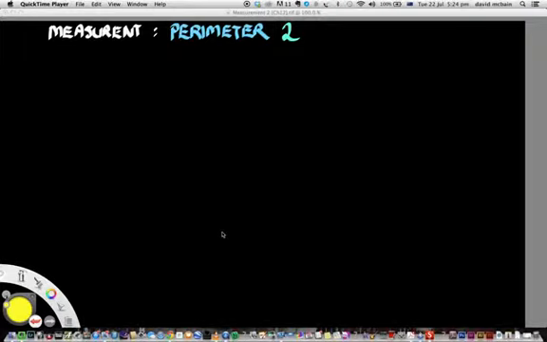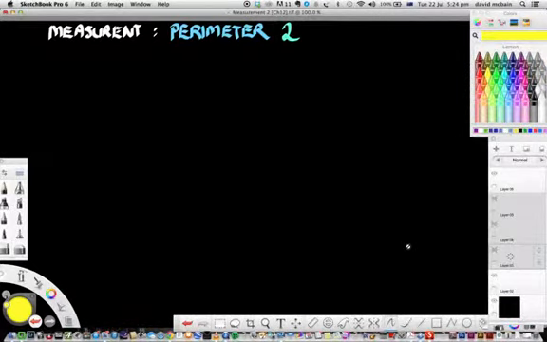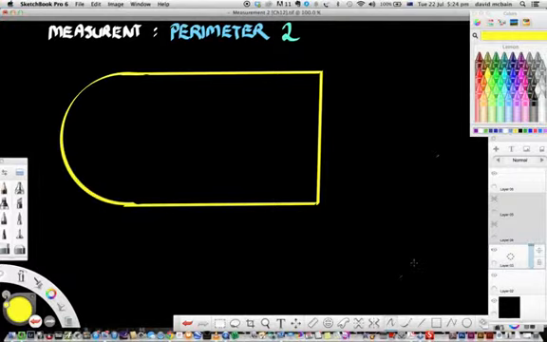Okay, so welcome to our second video on measurement perimeter. In this video, I beg your pardon, we're going to look at a few more slightly more complicated examples for us to have a go at. So the first example we're going to look at is this shape here.